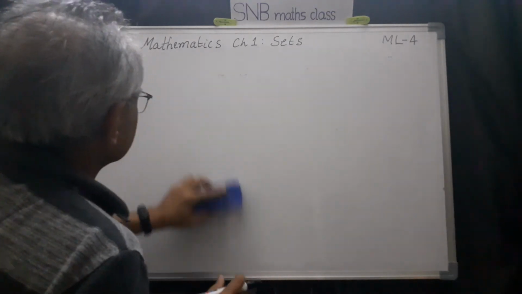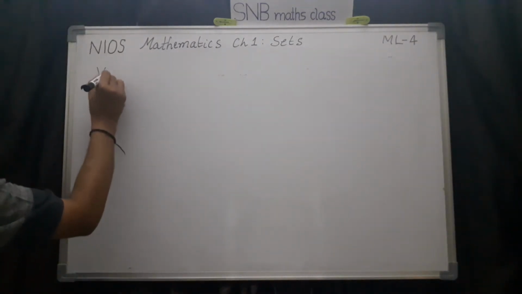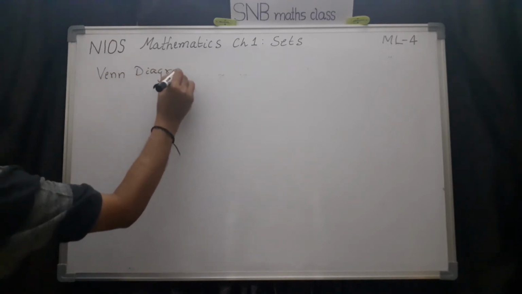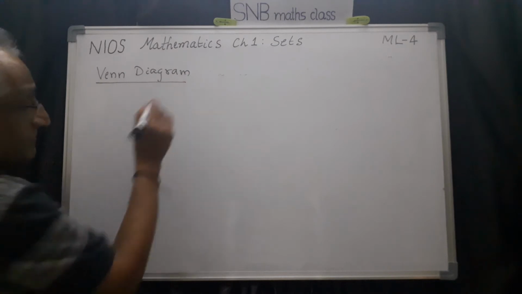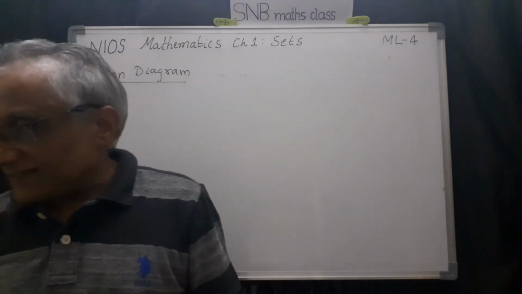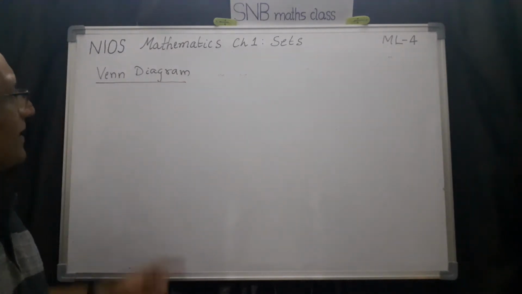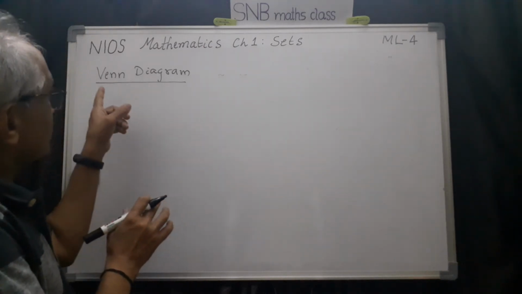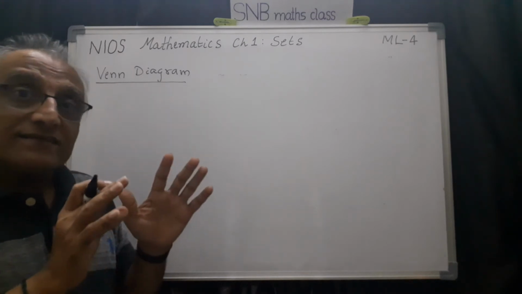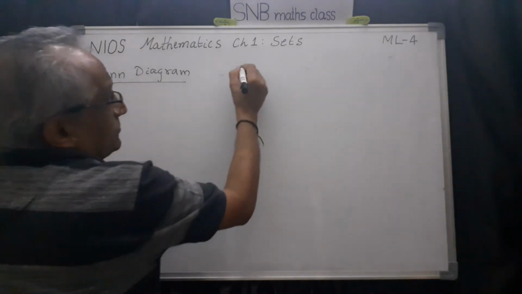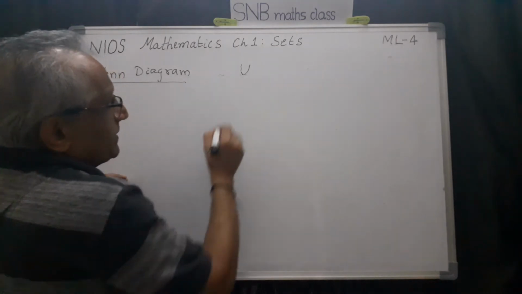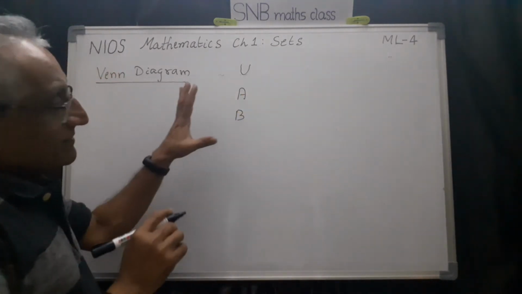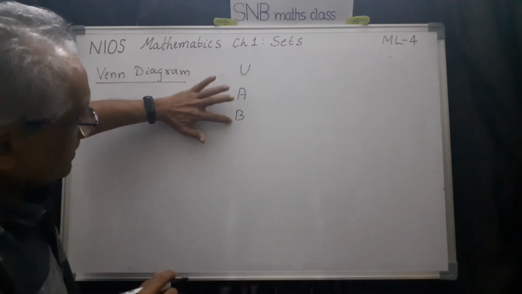The next one is the Venn diagram. This is the next important concept. That means a set can be represented using a diagram, which is called a Venn diagram. John Venn, a British mathematician, started this idea, therefore it is called a Venn diagram. So there are certain conventions. Suppose you take the universal set U and some other sets A, B, etc. How to represent them? Say A and B are subsets of U.